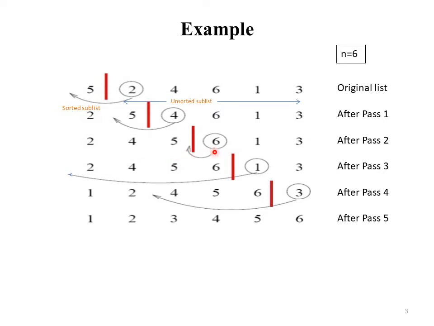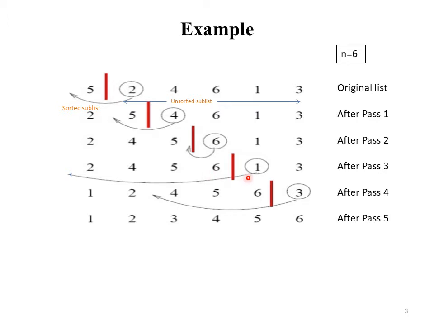Now repeat this process and pick the first position element, that is 6. So 6 is now compared with 5, 4 and 2. So 6 is greater than 5. Then we place 6 as it is. Now after pass 3, 2, 4, 5, 6 is in the sorted sublist and 1 and 3 are in the unsorted sublist.